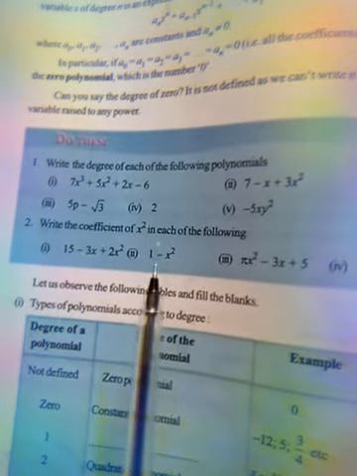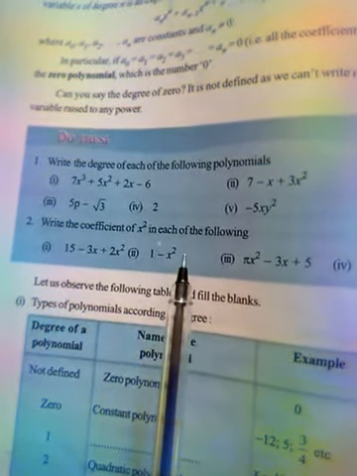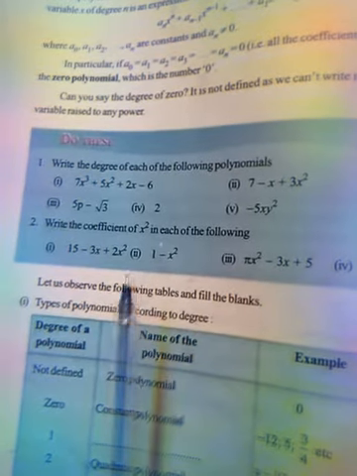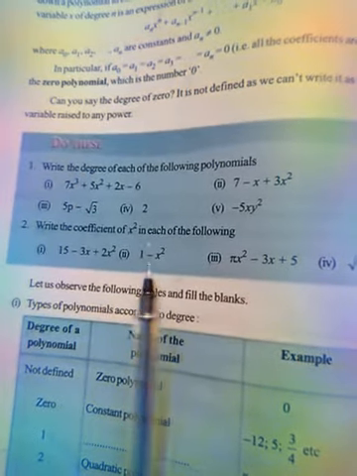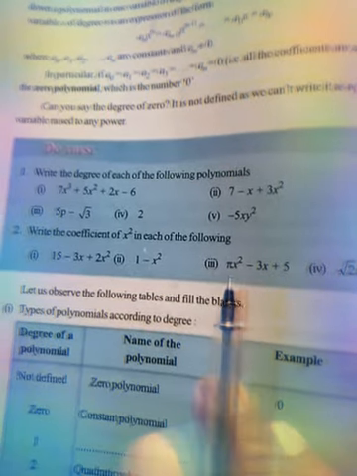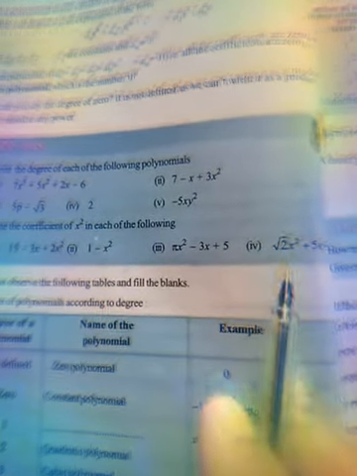In the same way, 1 minus x square. Here no digit is mentioned, that means 1 is there. So before that, what symbol do you have? Minus. So minus 1. The coefficient of x square here is minus 1. Next, pi x square minus 3x plus 5. Here the coefficient of x square is pi. In the same way, root 2x square plus 5x minus 1. In this, the coefficient of x square is root 2.